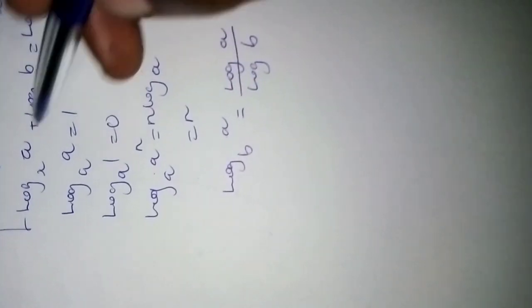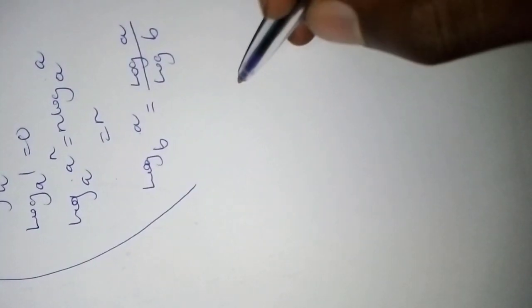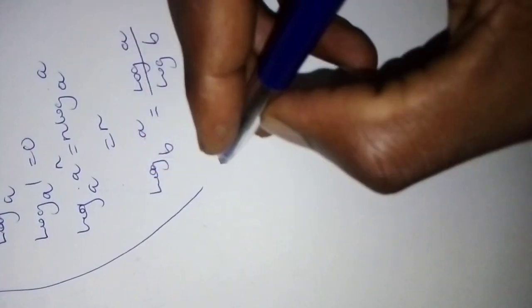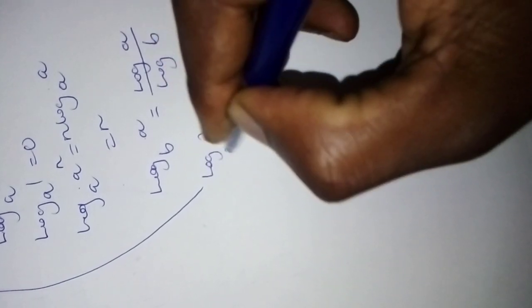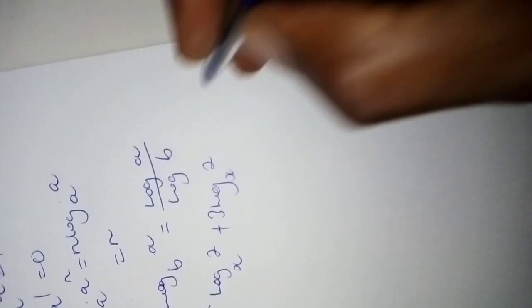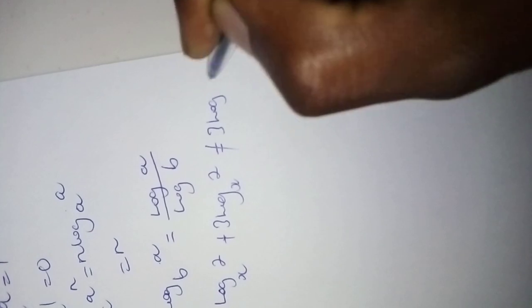Now these first two laws are very important because some students make crucial mistakes when applying them. Let's say, for example, you have log 2 base x plus 3 log 2 base x. Some students would say that this is equal to 3 log 2 over 2 base x. Now this is very incorrect.